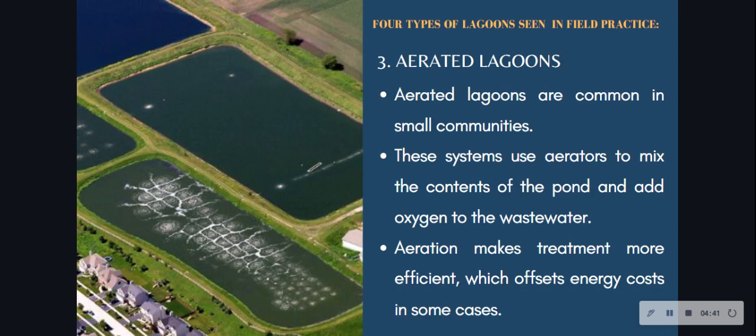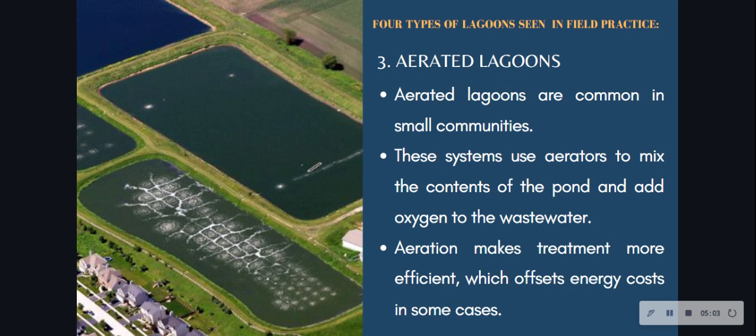Next is the aerated lagoons. Aerated lagoons are common in small communities. These systems use aerators to mix the contents of the pond and add oxygen to the wastewater. They are sometimes referred to as partial mix or complete mix lagoons, depending on the extent of aeration.